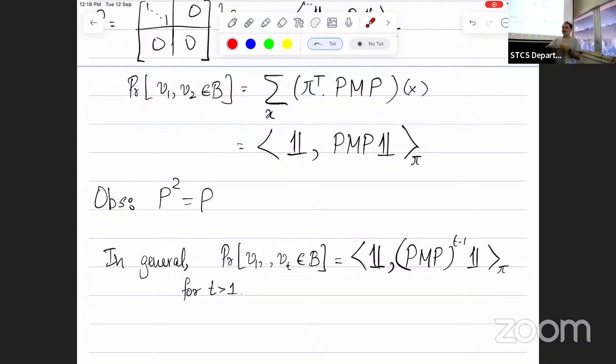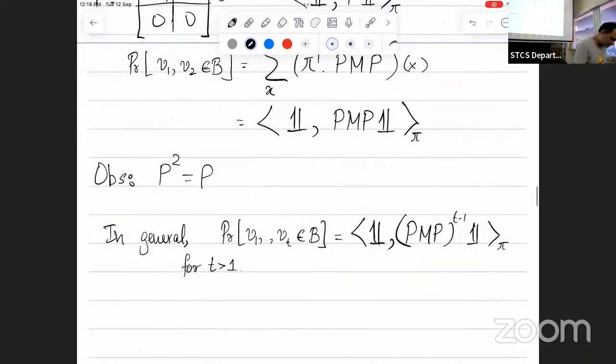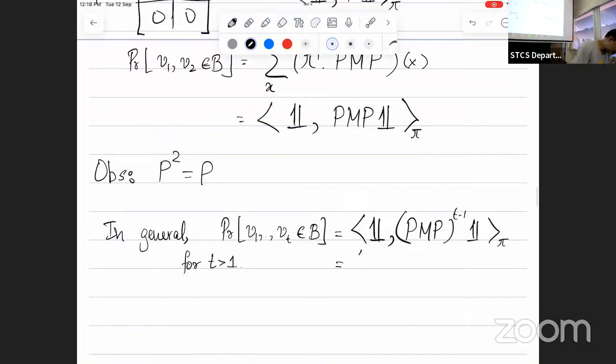We're going to slowly keep making bounds, and then eventually get the bound that we want. The first thing I'm going to make use of is that I'm going to replace both of these ones with just ones restricted to the set B. So the first claim is that this is nothing but 1B and PMP to the power t minus 1, 1B. Can someone say why this is the case? Why is it okay for me to replace the 1 with just the ones restricted to B?